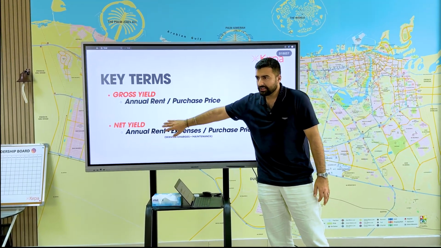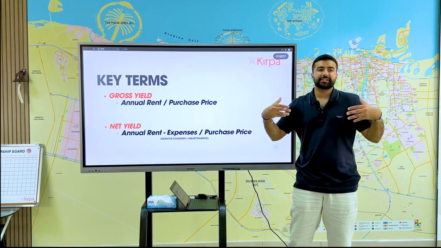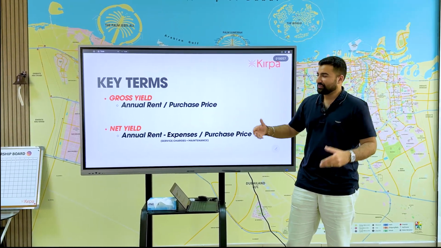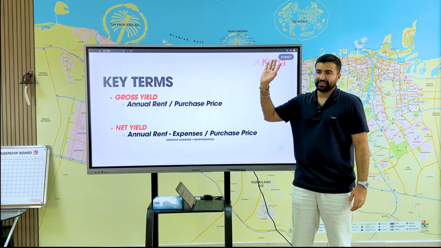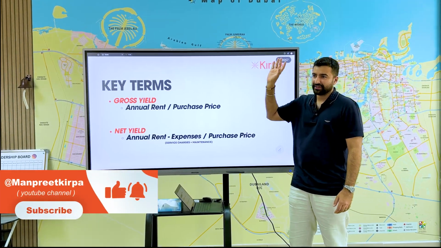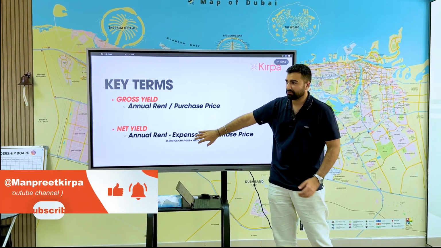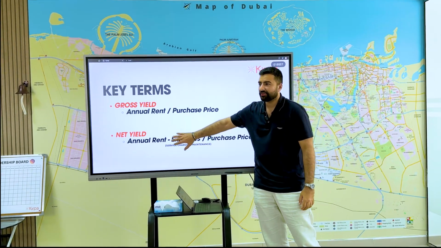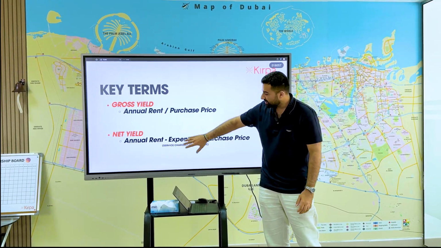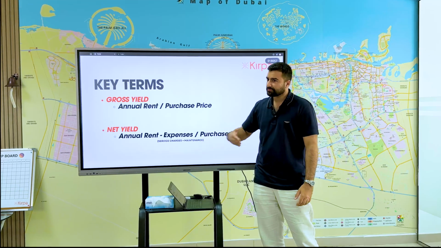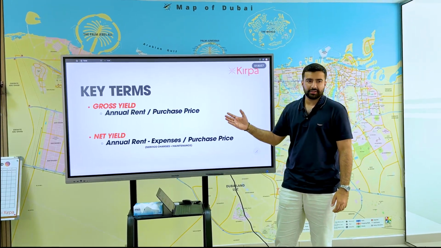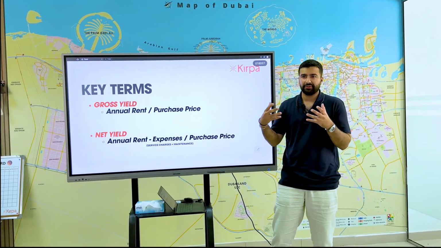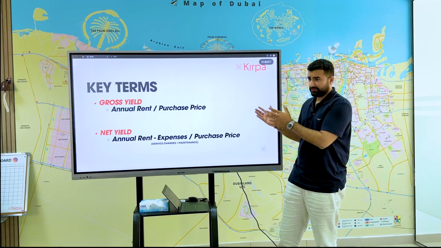And then net yield, this is what experienced investors want to know, right? Gross yield, you can tell anybody you can get 8%, 9%, whatever. But net yield is what they want to know, because this is where you take out the expenses. You take out the service charges, which every project, every building, every villa has. You will have to pay service charges per year.